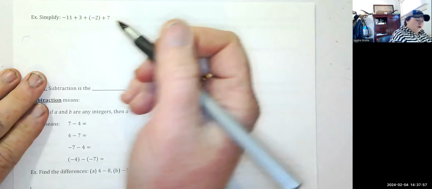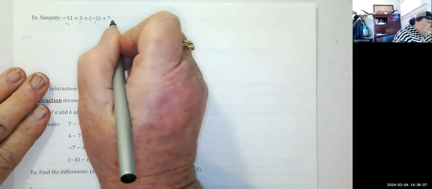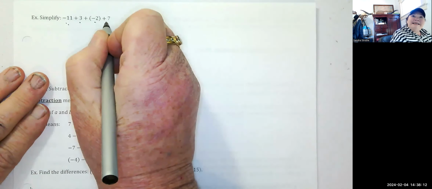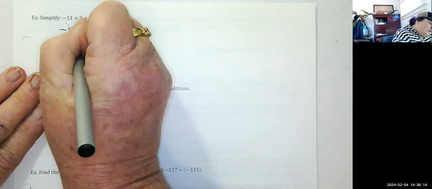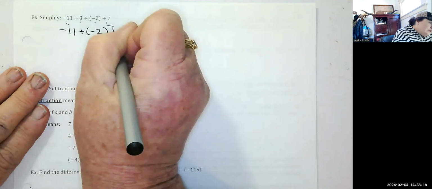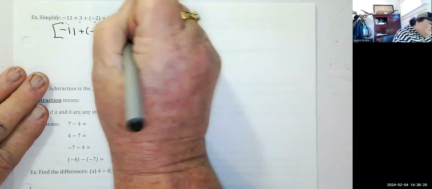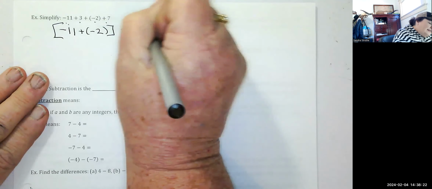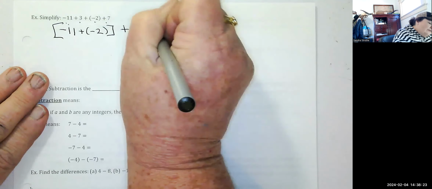All right, so -11, we've got a negative here, we've got a +3, we've got a -2, and we have a +7. So what they're wanting us to do is put the ones that have like signs together. So -11 and then plus -2. And they're wanting us to just separate those off from our 3 plus 7. I'm going to do it.